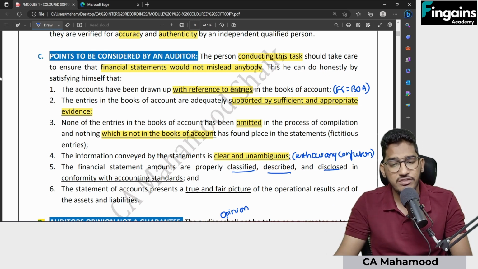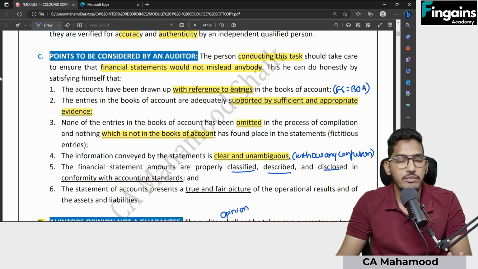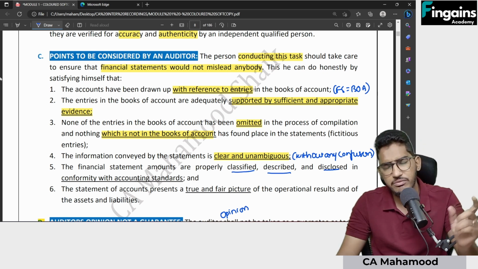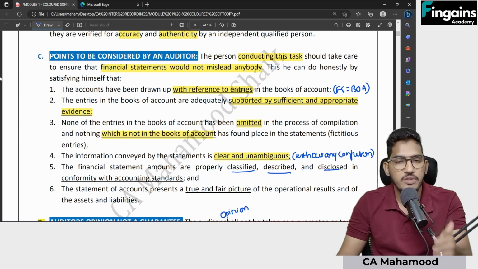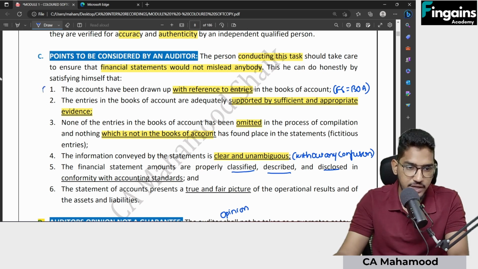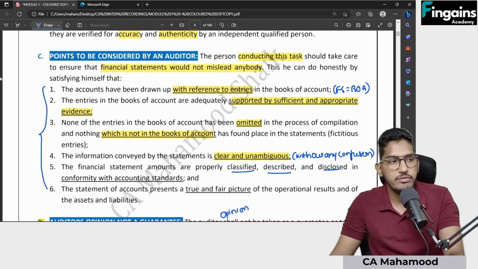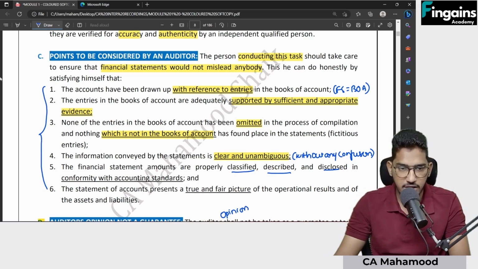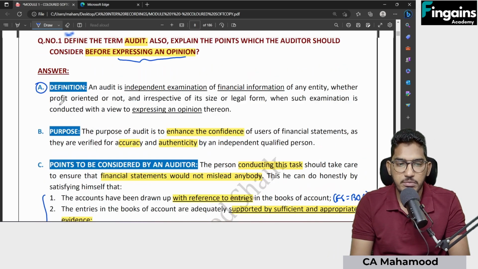Whether the statement of P&L is showing a true and fair view of the operational results, in the sense of profits or losses that happened, and also assets and liabilities, whether the balance sheet is showing a true and fair view of the financial position. If I have to say it in one simple point, whether the financial statements are giving a true and fair view or not. So these are the basic 6 points which every auditor needs to consider before expression of opinion. Clear? So with this we are done with question number 1.